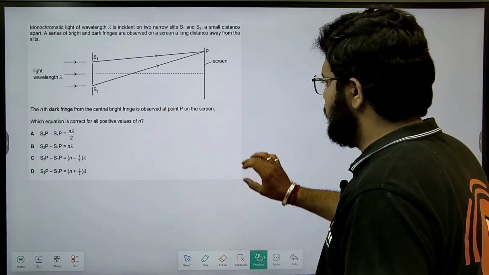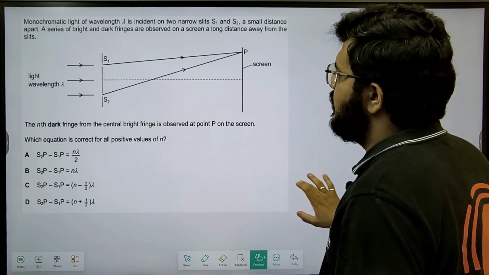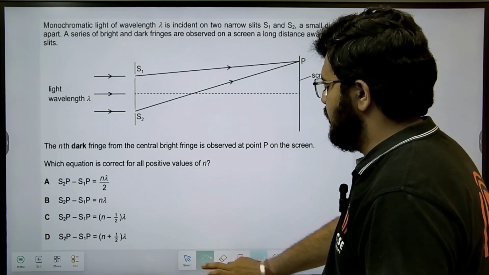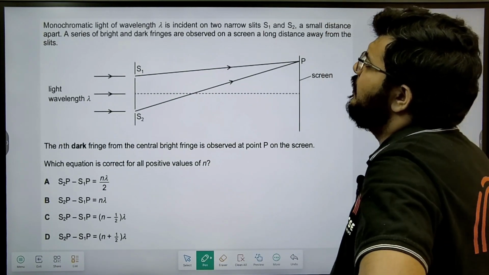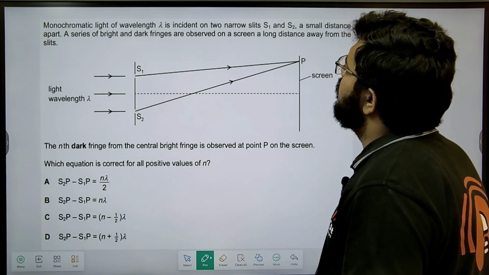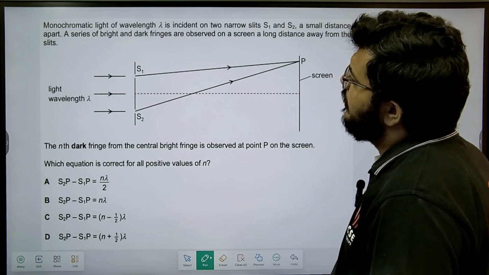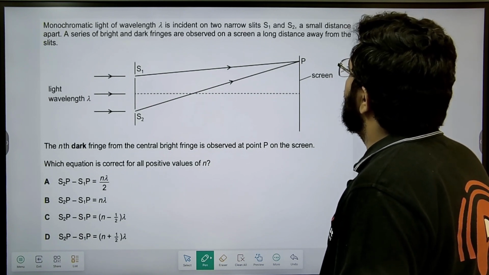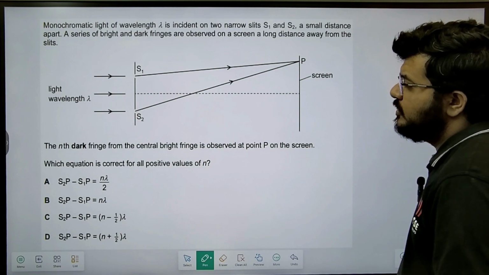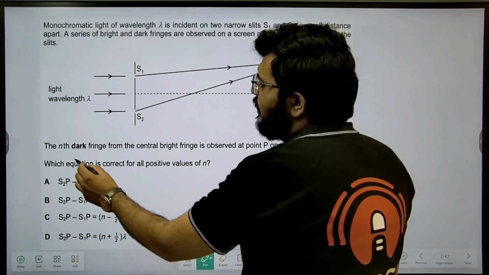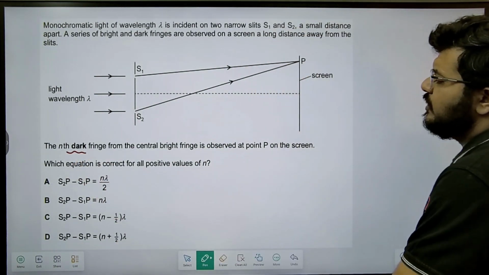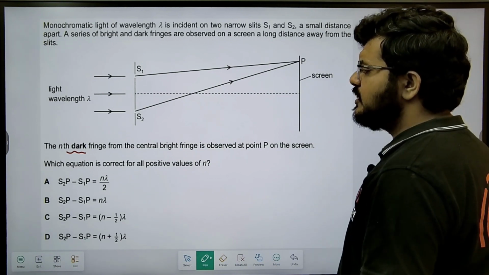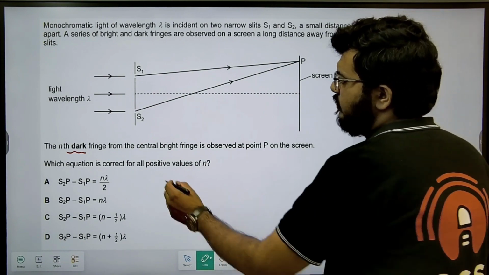Then we have this question. Monochromatic light of wavelength lambda is incident on two narrow slits S1 and S2, a small distance apart. A series of bright and dark fringes are observed on a screen a long distance away from the slits. The nth dark fringe from the central bright fringe is observed at point P on the screen. Which equation is correct for all positive values of n?